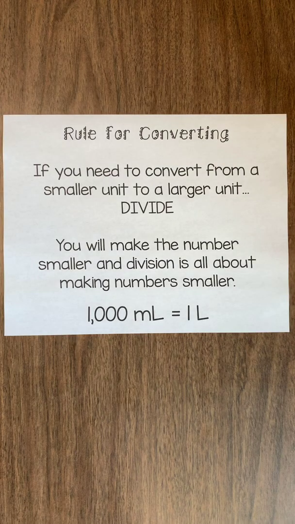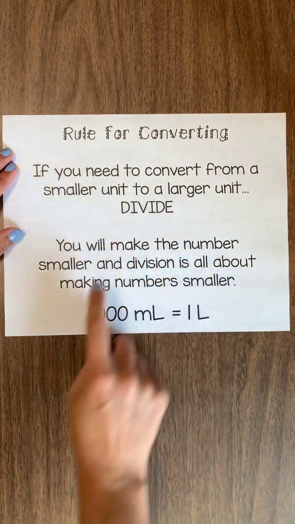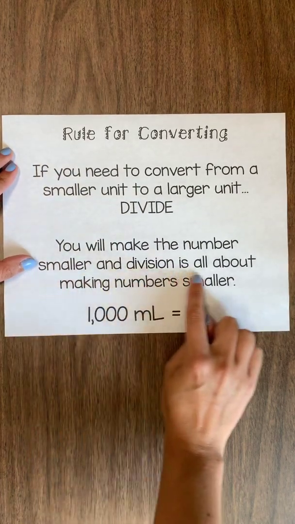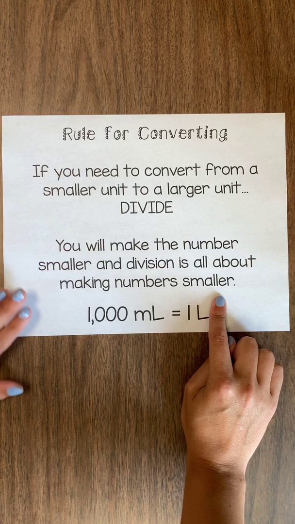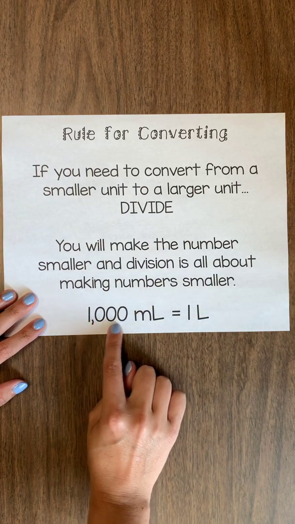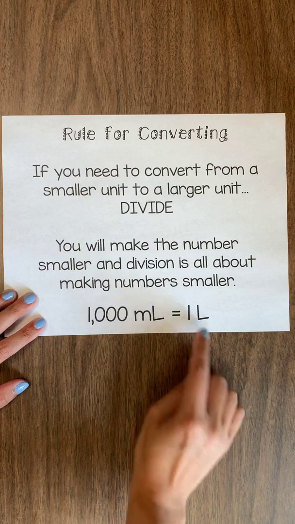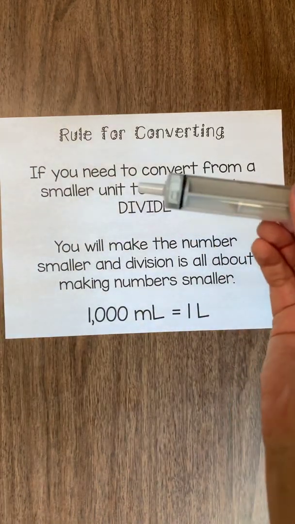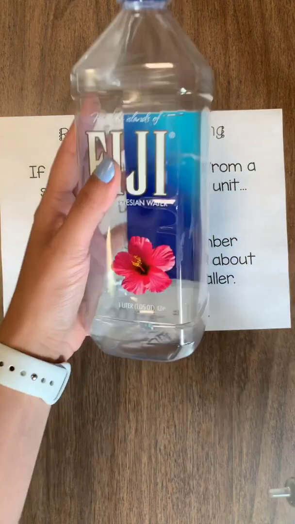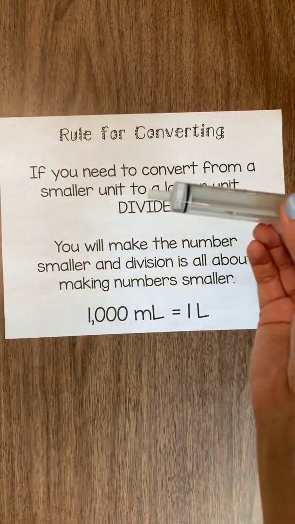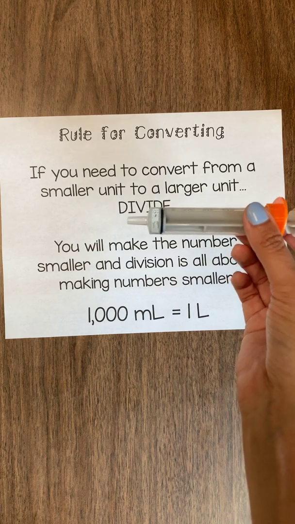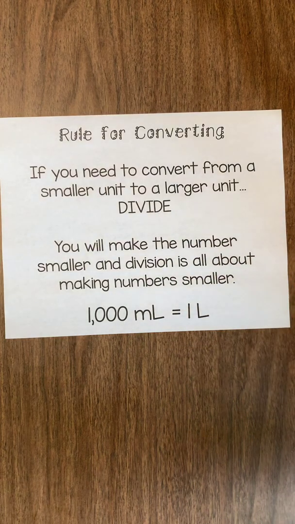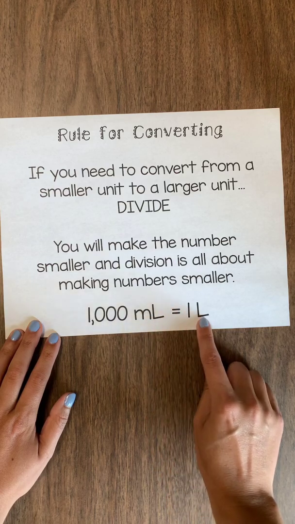The second and last rule we need to discuss is when you want to convert from a smaller unit to a larger unit. If you need to convert from a smaller unit to a larger unit, you need to divide. You will make the number smaller, and division is all about making numbers smaller. So for example, we know that 1,000 milliliters is equal to 1 liter, like we've been referring to. It would take 1,000 of these before we got to a liter. So if we started with 1,000 milliliters and I wanted to know how many liters that would be, I'd be converting from a small unit to a large unit.